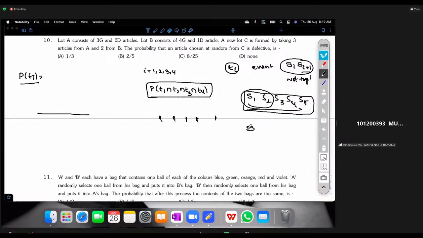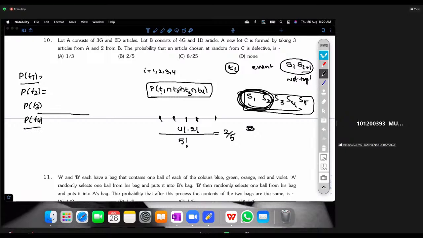So 5 people can sit in 5 factorial ways. And S1, S2 together, make it as 1 unit. So S1 and S2 is 1 unit. So there are 4 units, so 4 factorial into 2 factorial. So the probability of T1 is equal to 2 by 5. Probability of T2 also same thing. Probability of T3 also same thing. Probability of T4 also same thing.